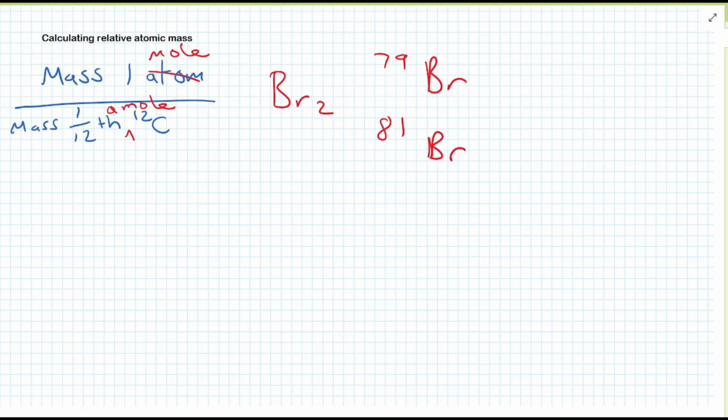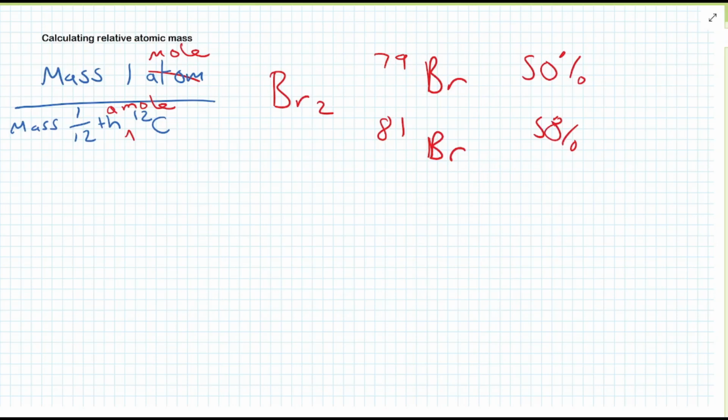And how they exist in nature is essentially 50-50. Okay, they're actually 49-51, but we're just saying they're 50-50 to make life easy for ourselves. 50% here, 50% here. So I take a random sample of bromine. I'd expect 50% of the atoms to be the 79 isotope, 50% of the atoms to be the 81 isotope.